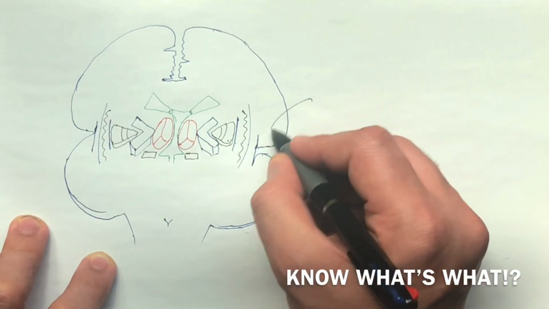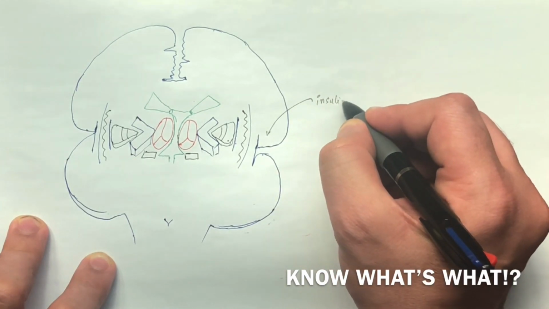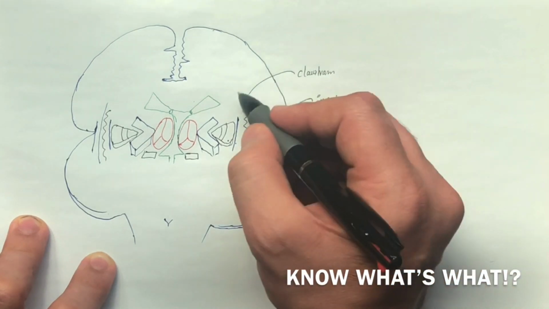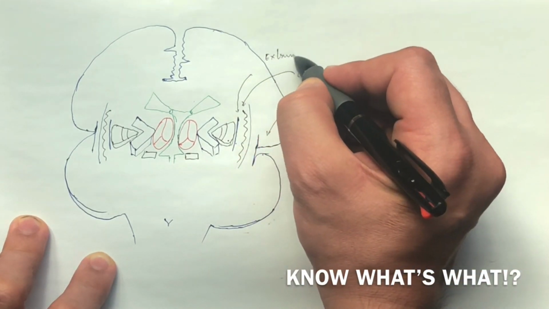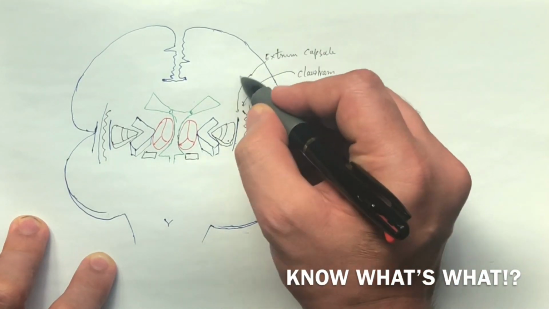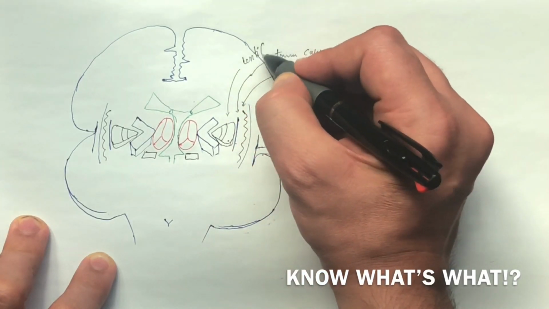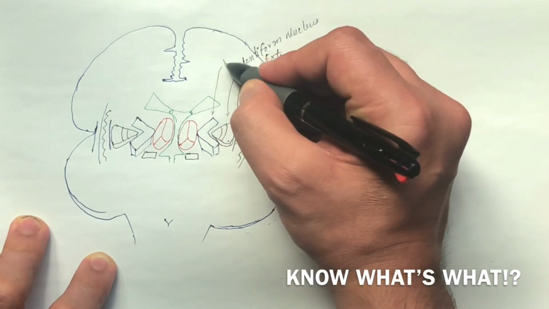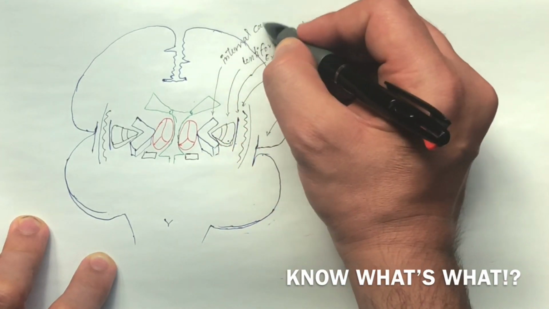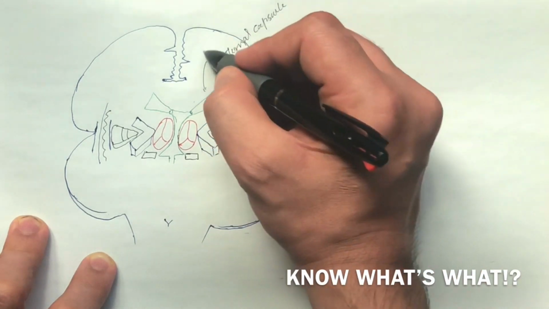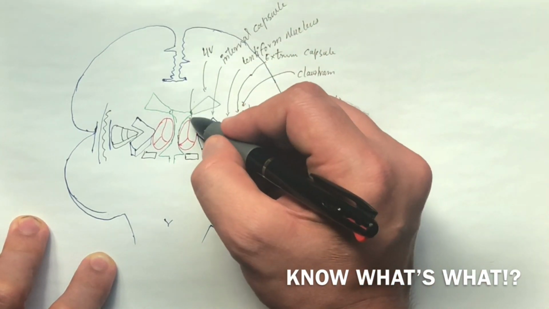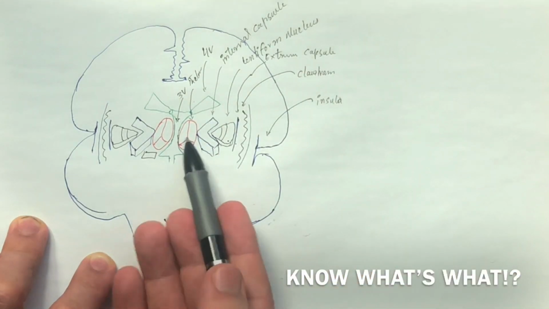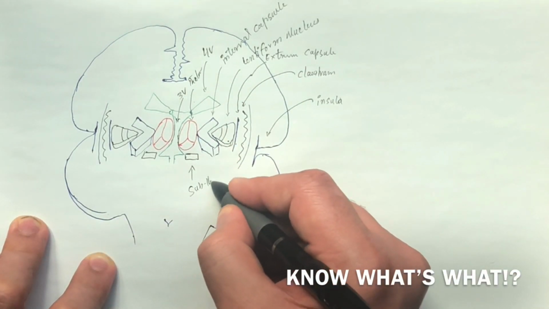And if we label all these structures from lateral to medial: the insula, the extreme capsule, and then the claustrum, then the external capsule, and then the lentiform nucleus, the internal capsule, the lateral ventricle, the thalamus, the third ventricle, and of course the subthalamus.